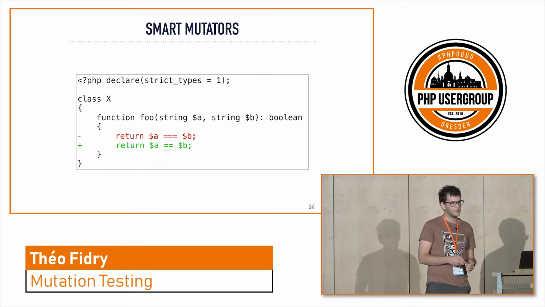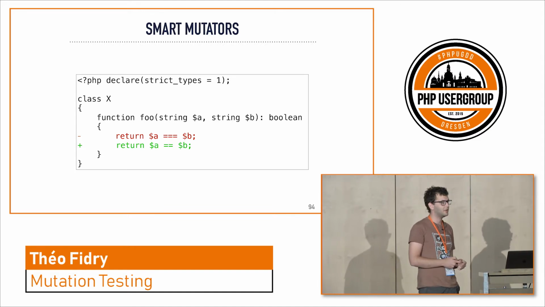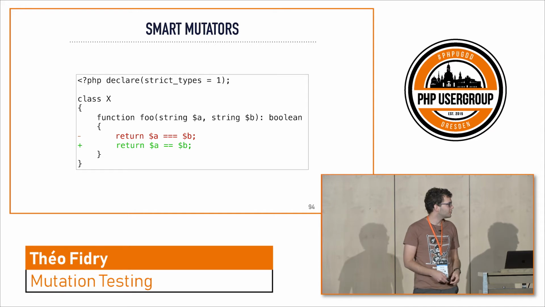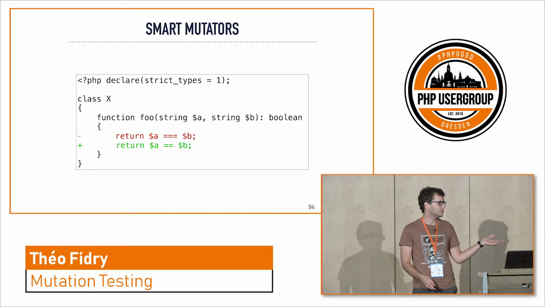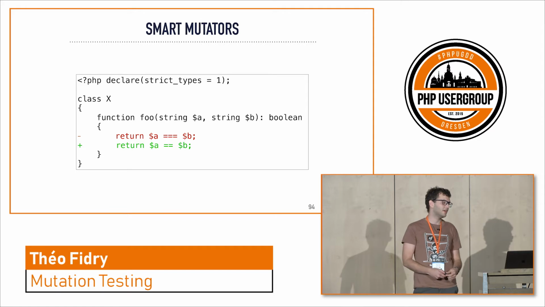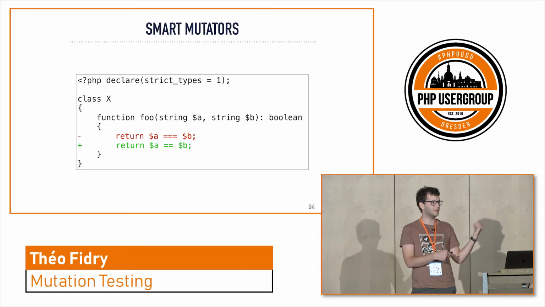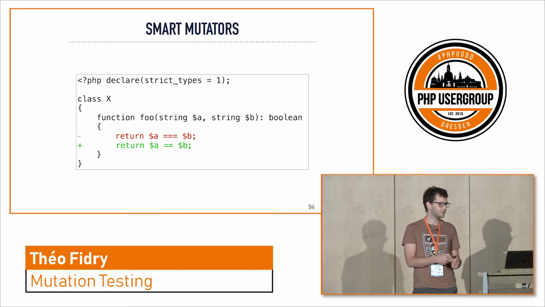Smart mutators. Depending on the types, there are some mutators that are irrelevant. So here, for example, changing the strict equal to the loose equal doesn't change anything because it's 2 strings, it's strict types, so it's not going to do anything. And right now, Infection is not aware of the types at all, so it cannot be smart enough to tell, no, there's no need to mutate that code.